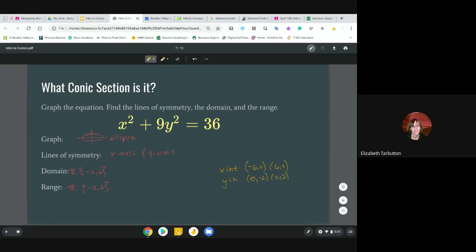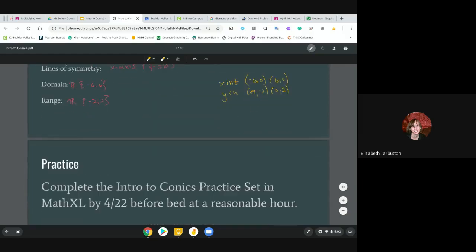So that's basically what your practice is today. Use your appropriate tools strategically. Use Desmos. Your calculator doesn't graph these because your calculator graphs functions, and these are not functions because they fail the vertical line test. Use Desmos to find the graph, the lines of symmetry, the domain, the range, and the x and y intercepts.